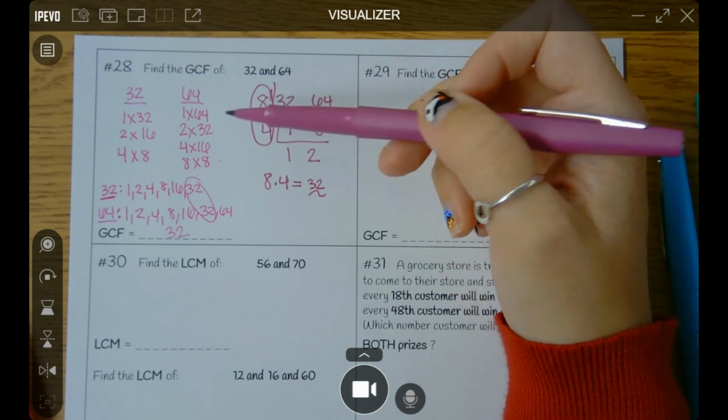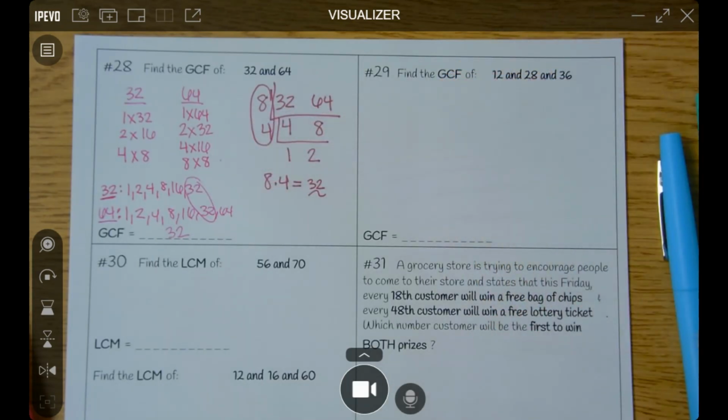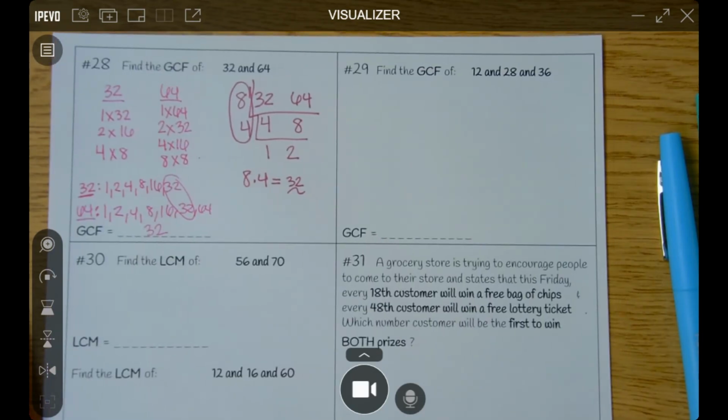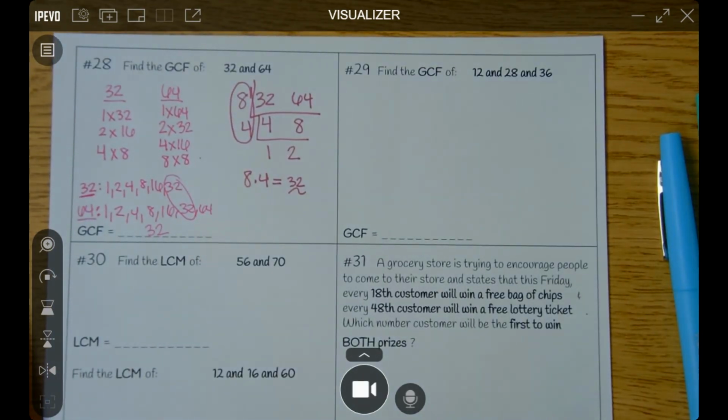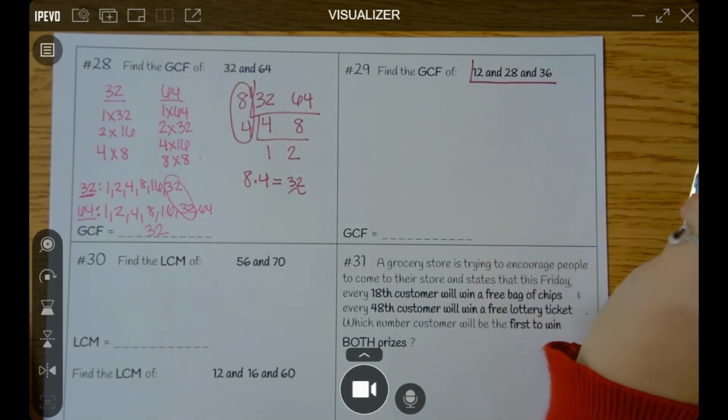So you can do it either listing all the factors and seeing the greatest one they share, or doing the ladder hack. Okay, so why don't you try that for this one? And when it's GCF, yes, you can do the ladder for all three at the same time. You just can't for LCM. For LCM, you have to separate it out. But for GCF, you can do all of them at once.